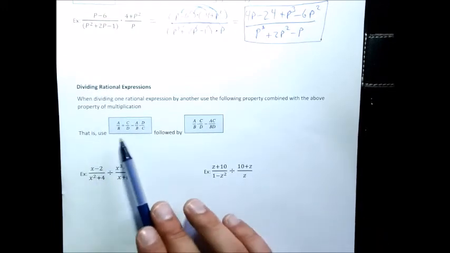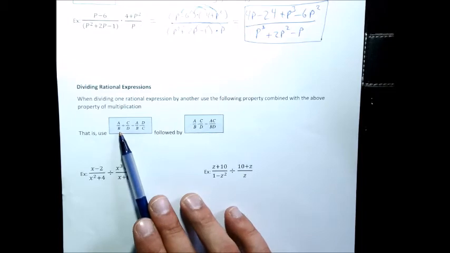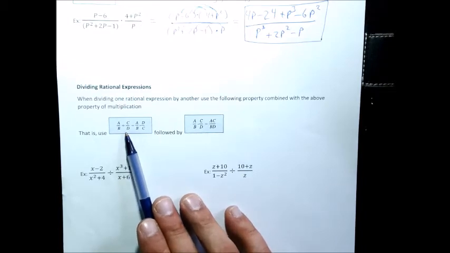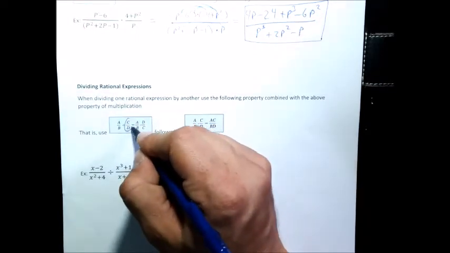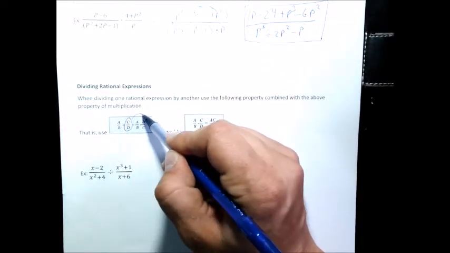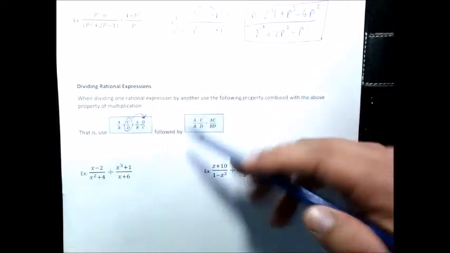So when you have a over b divided by c over d, what we do is we take the second fraction and we flip it upside down. We invert it.